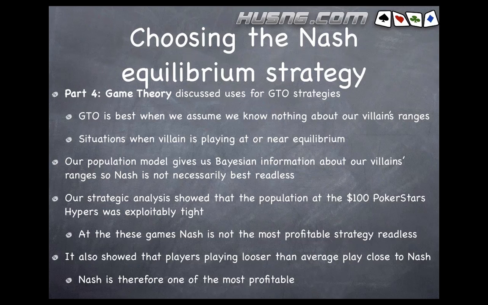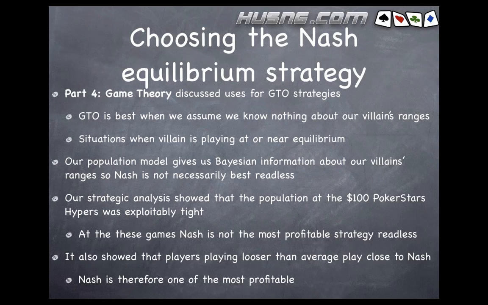In part 4 in game theory in the video, we discussed different uses for GTO strategies, for game theory optimal strategies. The basic conclusions were that game theory optimal is best when we assume we know nothing about our villain's range, in a vacuum. If you've ever heard the term in a vacuum, that's this assumption. The other one is when villain is playing at or near equilibrium. The Nash shoving range maximally exploits the Nash calling range. So that's why it makes sense that when we found that maximally exploitive shoving range, it was maximally exploiting Nash calling ranges. And so, it looks like that situation is playing at or near equilibrium. And so it looks like we might have found a place to use it.